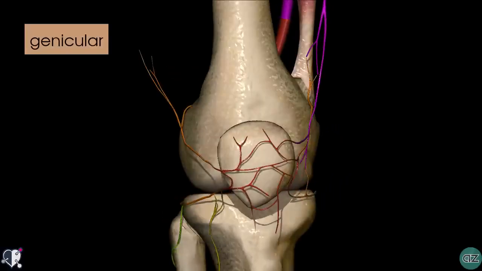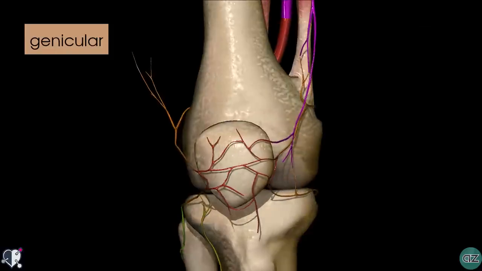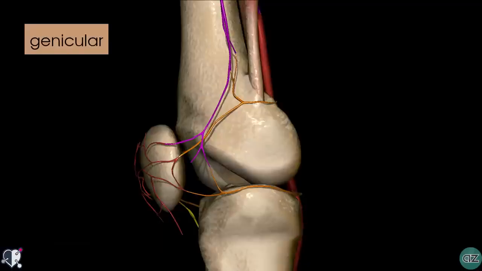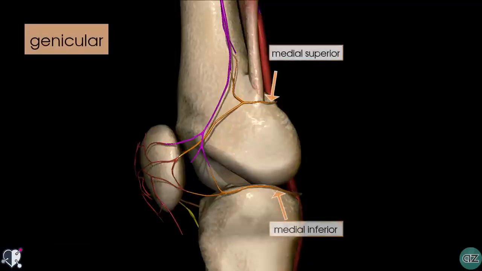So if I just rotate the model around anteriorly, you can see how these arteries form this network of vessels around the knee. All these genicular arteries anastomose. Just rotating the model around to a medial view of the knee, we can see the medial superior and the medial inferior genicular arteries. And you can see that they receive this anastomosing branch from the descending genicular artery, which is a branch from the superficial femoral artery.